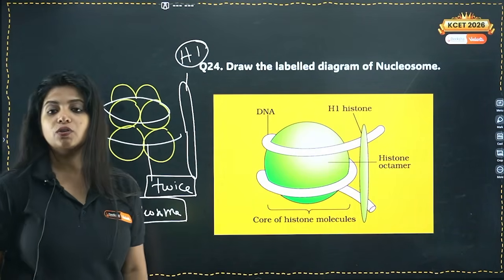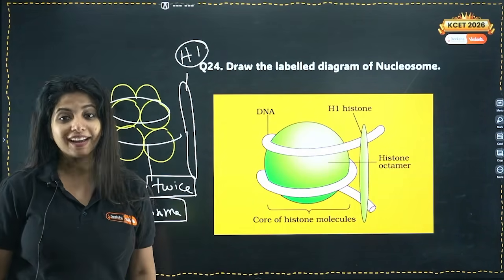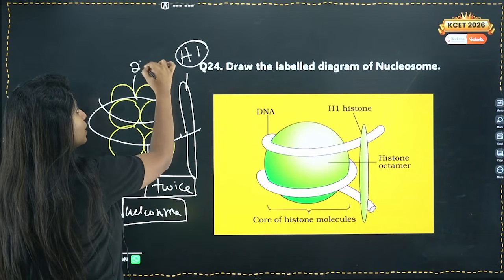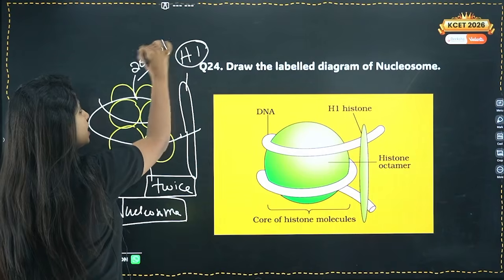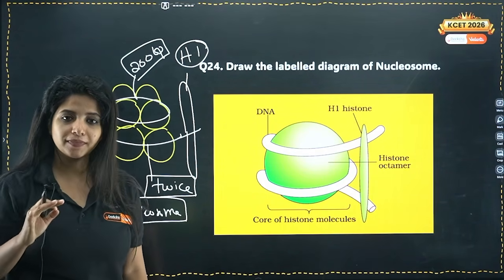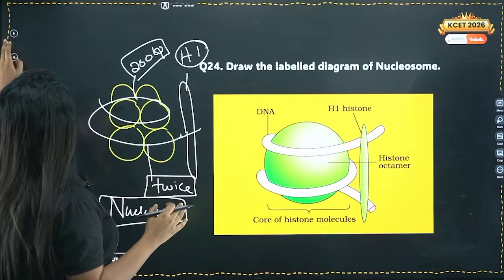What do you call this? You call this nucleosome. And this is a diagram that you have to make. Remember the DNA, how many base pairs of DNA are being covered over here? Almost 200 base pairs of DNA are being covered right up over here. Done? So this is one very important question.